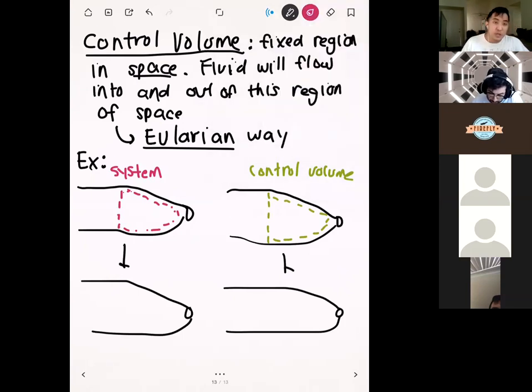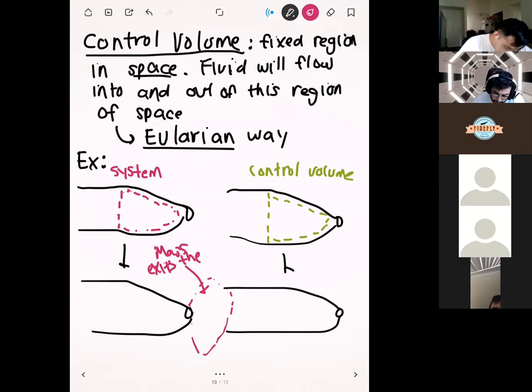Remember, a system will follow this fixed amount of mass. So as we turn the hose on, this fluid here is going to come out of the hose, right? And so the way that we can see that is something like this. Because we turn the hose on, the mass is going to exit the hose. And then since we're in a system point of view, we have to follow that mass exactly. Following that mass means that our system is going to move outside of the hose.